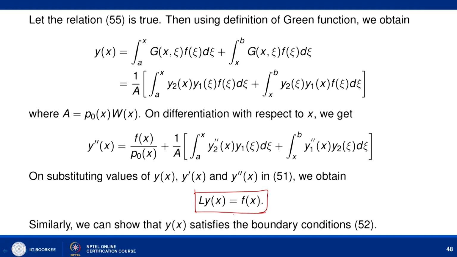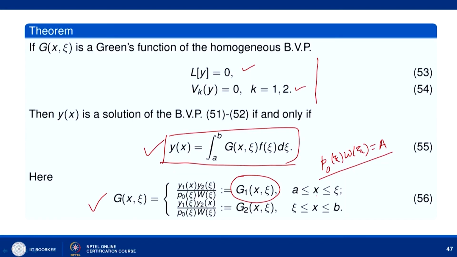So for that let us write y(x) equal to the integral from a to x of G(x, xi) f(xi) d xi plus the integral from x to b of G(x, xi) f(xi) d xi. Here we have just split the integral into two parts depending on xi: xi less than or equal to x, and xi greater than or equal to x. Now for xi less than or equal to x, we have G(x, xi) given by the xi less than x case. So here we use this value, G(x, xi) is y1(xi) y2(x).